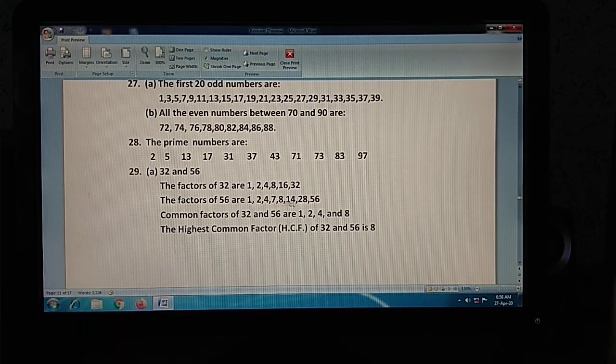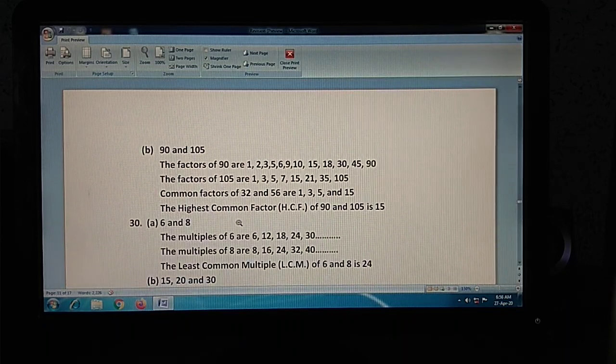And the factors of 56 are this. So we have to find out which is the common factor. So these are the common factors, and among these, which is the highest? This 8. So the HCF will be 8. So by the definition itself, we got the highest common factor. These are all the common factors, 1, 2, 4 and 8. But among this, 8 is the highest common factor.